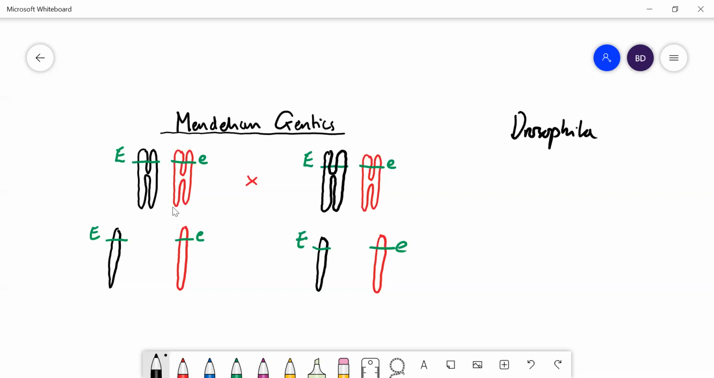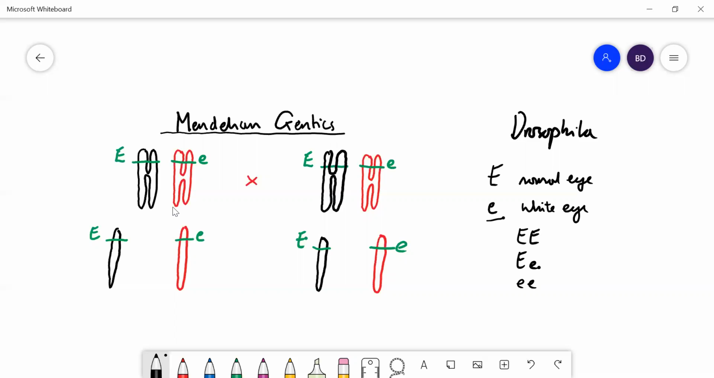Now, the gene we're going to look at here, we'll call it E. That is normal eyes, normal eye color, which is red-brown for these flies. And e is a mutated gene, and that will give the fly white eyes. e is recessive, and so homozygous dominant, they'll have normal eyes. Heterozygous will have normal eyes. Homozygous recessive, they will have white eyes.